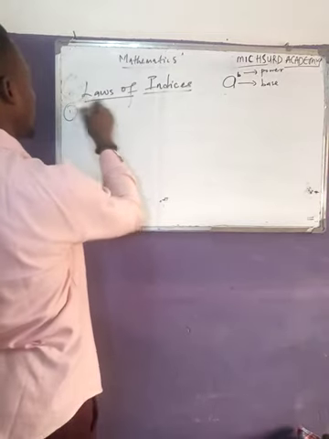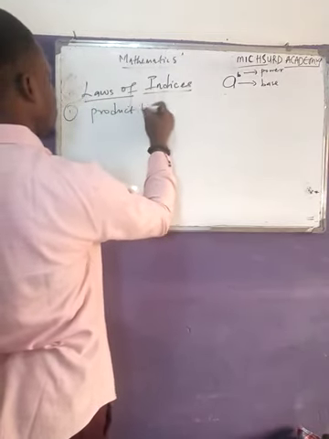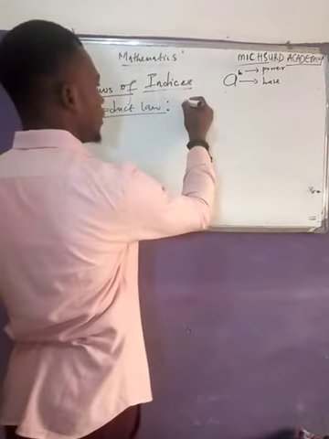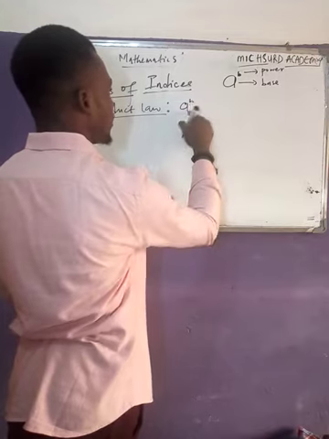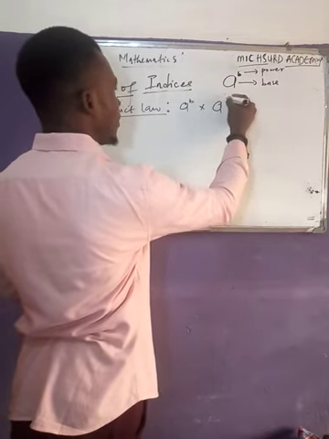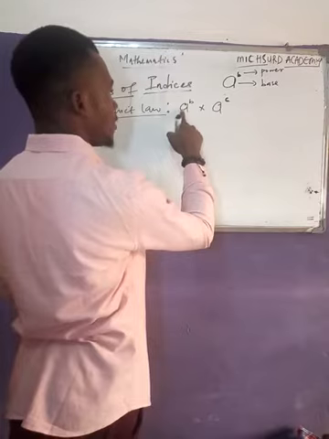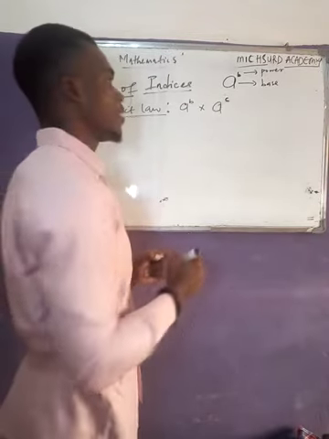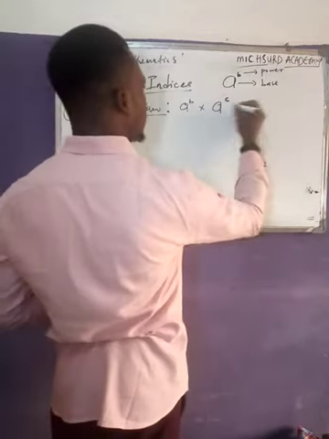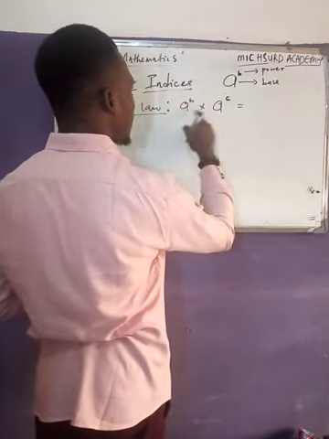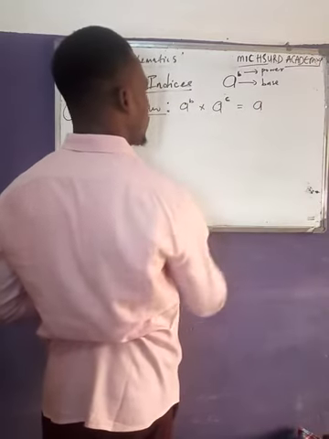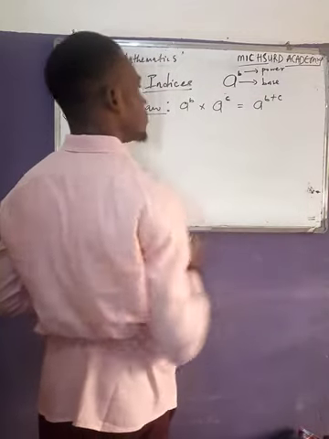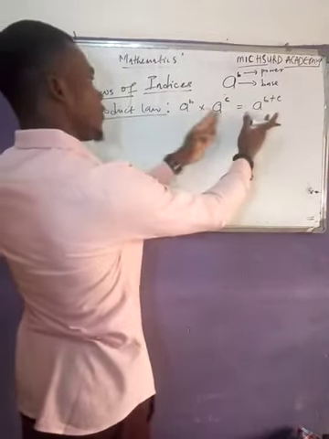Number one law is called the product law. For the product law, if we have a raised to power b times a raised to power c, where a, b, and c represent numbers, it means that once the bases are the same, we take a common base, that is a, then add up the powers so that we have b plus c.